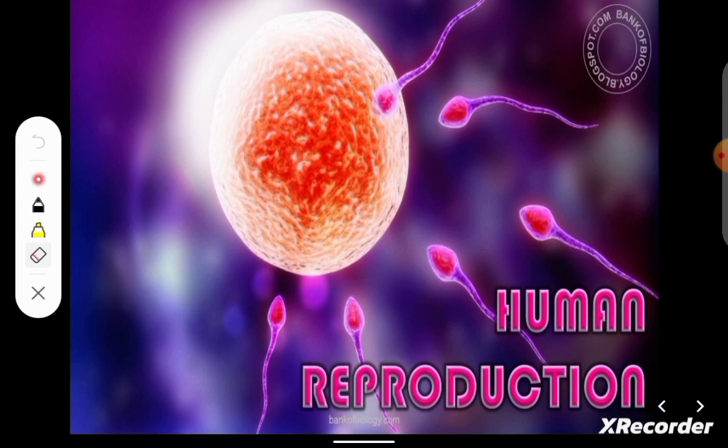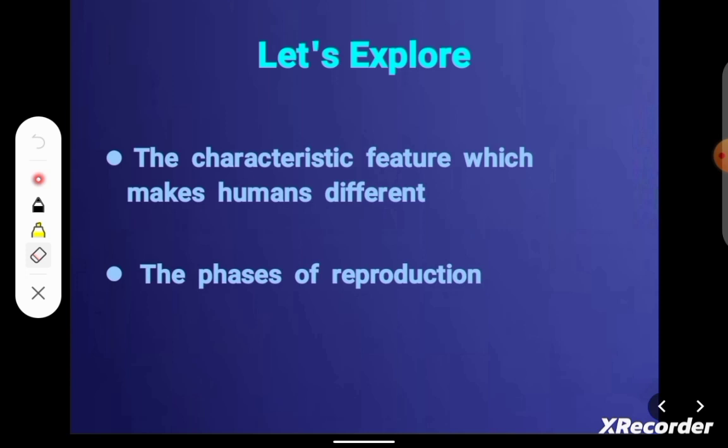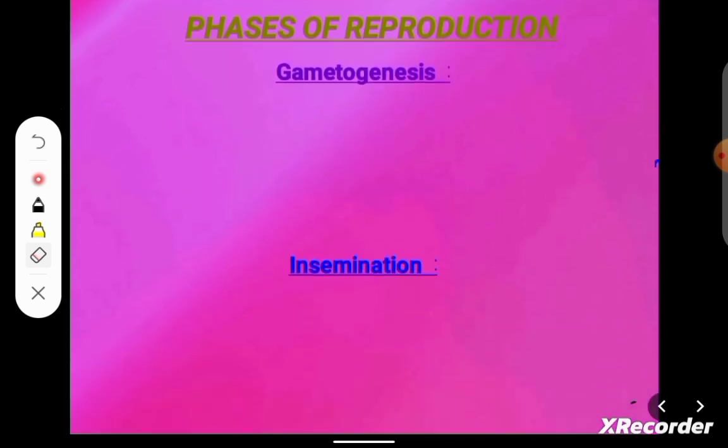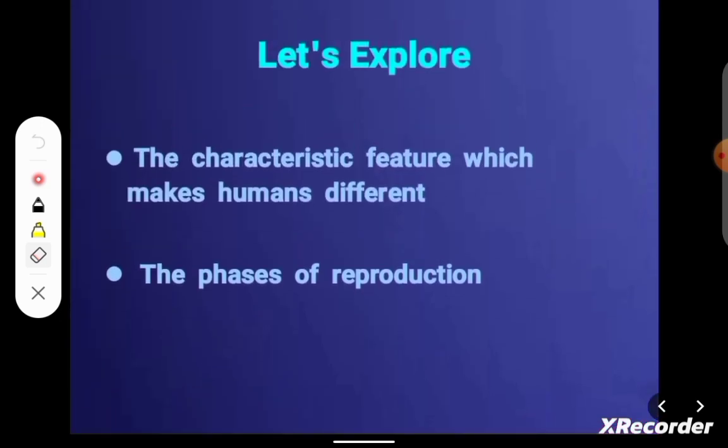Okay, so we'll begin with what? Let's see what we are going to see today. We'll explore the characteristic feature which makes the humans different, and we'll be discussing the phases of reproduction. These are the phases of reproduction, but before that there is a question. This is my question: what is the characteristic feature which makes the human different?